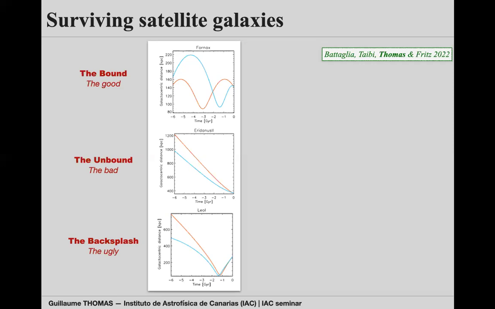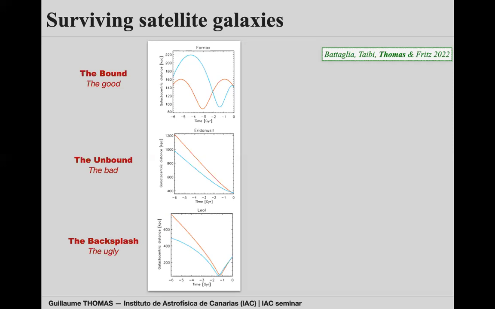You have the unbound. That's a galaxy which clearly is not linked to the Milky Way. Typically, we estimate the size of the Milky Way to be something around 300 kiloparsec. You see that here, the pericenter, even right now at time t equals 0, is still higher than 300 kiloparsec. So that's a galaxy which is outside the Milky Way.